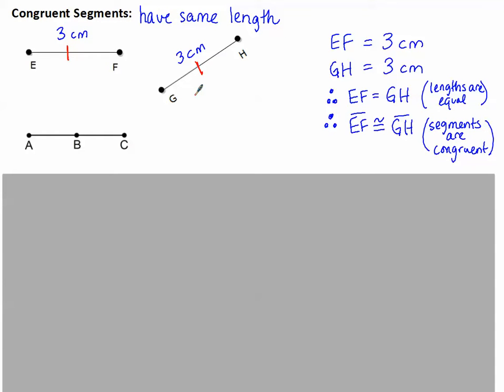Now, the segments don't have to be separate to be congruent. In this picture, if B is right in the middle, then segment AB might be congruent to segment BC. I could write it this way: segment AB is congruent to segment BC. What that means, since B is dividing it into two congruent segments, is that B is called the midpoint of segment AC.